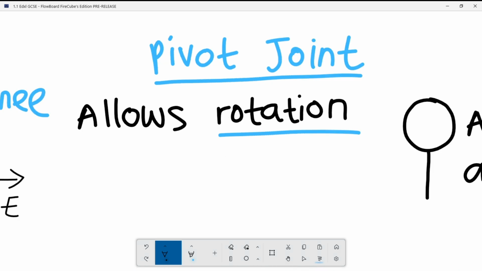Pivot joint allows only rotation. So here's a head right here looking like a balloon. Let's say you want it to look side to side. For example, you're in a rugby match and you're scanning your environment. You're going to have to look side to side. Let's say you're looking right, you're going to have to slightly turn your head, and while you're turning your head, you're rotating around your neck, and that is rotation.